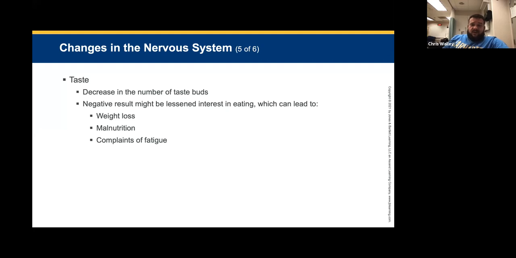There's loss of weight, malnutrition, and just plain-out fatigue because they're not getting the nutritional value out of the food, because they just can't taste it. So if you can't taste it, then why eat it? That's probably their thought. So that's something to be cautious about.